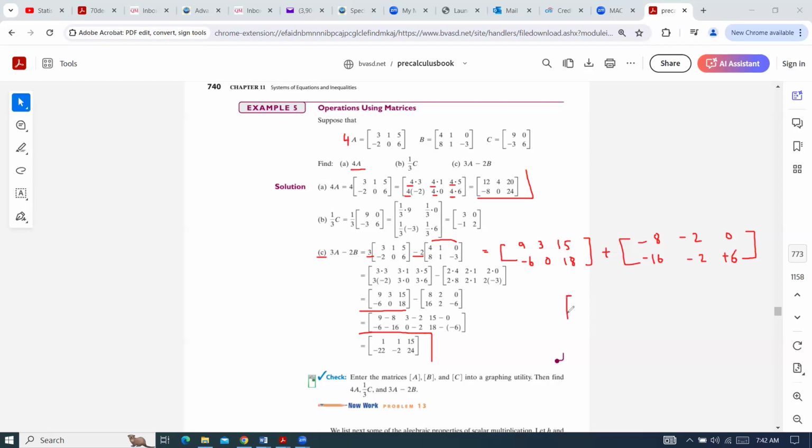So now we're going to end up again with the same size matrix, because we're going to have 3 entries in each of these 2 rows. So 9 minus 8, corresponding numbers, is 1. 3 minus 2 is 1. 15 minus, actually plus 0 is 0. -6 and -12 is -22, right? 0 minus 2 is just -2. And then 18 and 6 is 24. So we produced the answer that they have here for us.